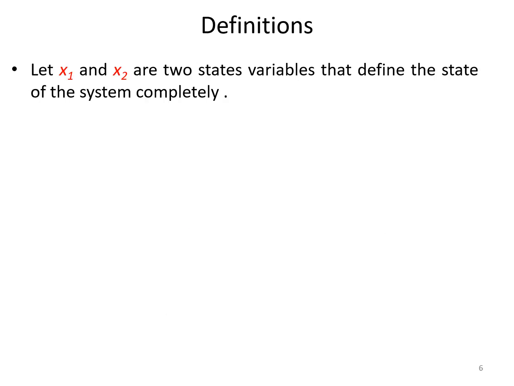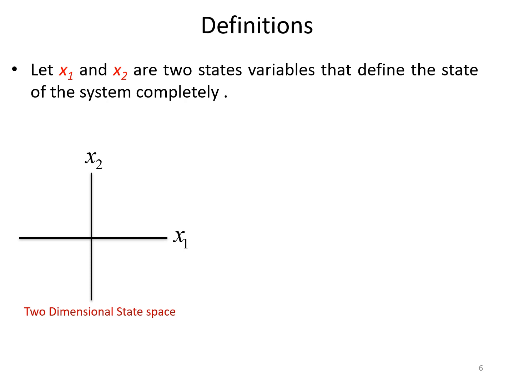Let us learn the definitions now with examples. Let us take two variables x1 and x2, which are considered to be the state variables that define the state of the system completely in two-dimensional space, where x1 is taken on the x-axis and x2 is the y-axis variable. Somewhere I have represented a dot here, indicating the state of the system at time t equal to t1.